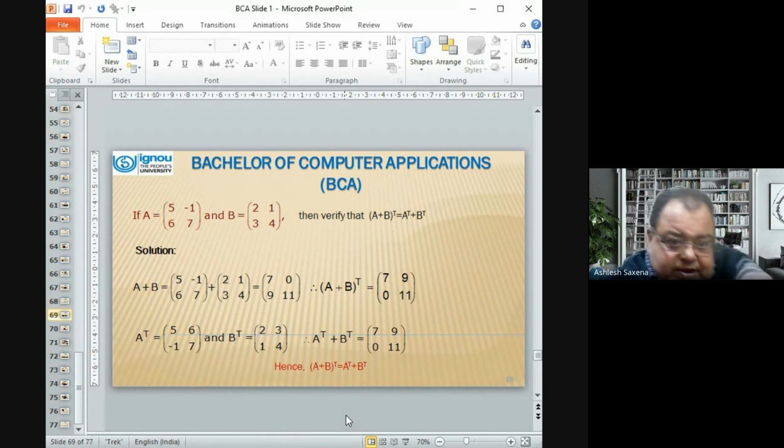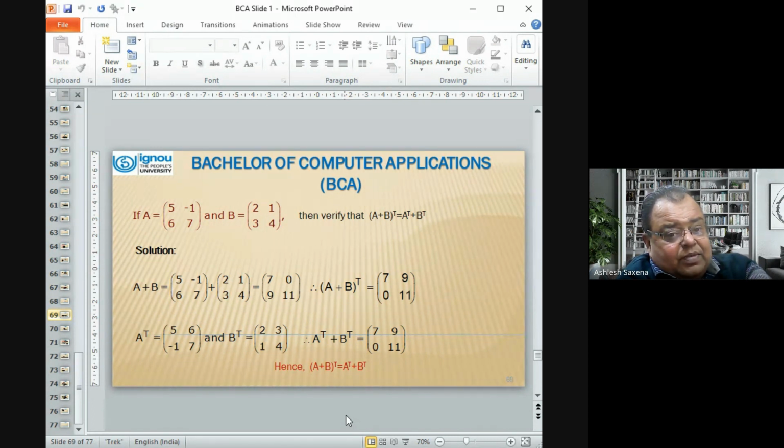Now see to it. Your A is 5, minus 1, 6, 7, and B is 2, 1, 3, 4. You have to verify that (A plus B) transpose is equal to A transpose plus B transpose. So first of all, we have to add A plus B. You can see how A plus B is added. So A plus B will be 7, 0, 9, 11. Its transpose will be 7, 0, 9, 11.